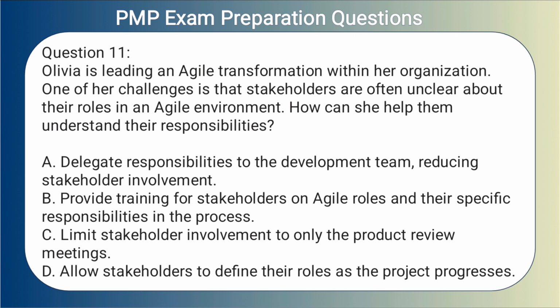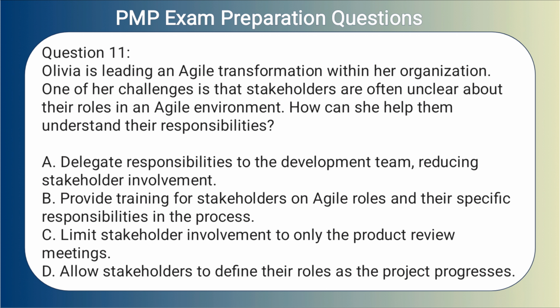Question 11. Olivia is leading an Agile transformation within her organization. One of her challenges is that stakeholders are often unclear about their roles in an Agile environment. How can she help them understand their responsibilities?